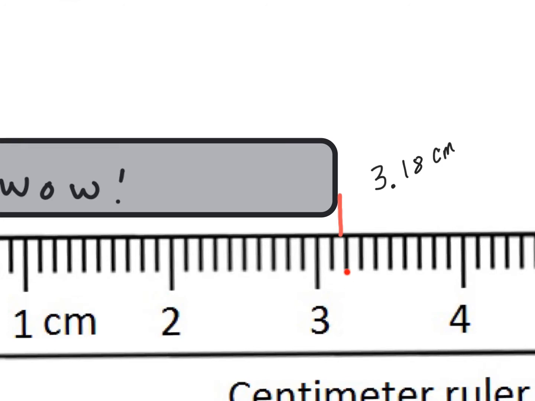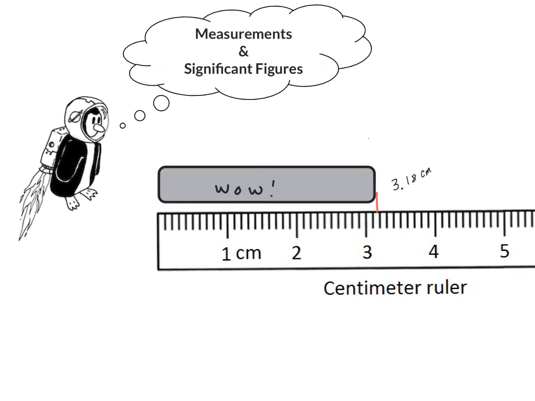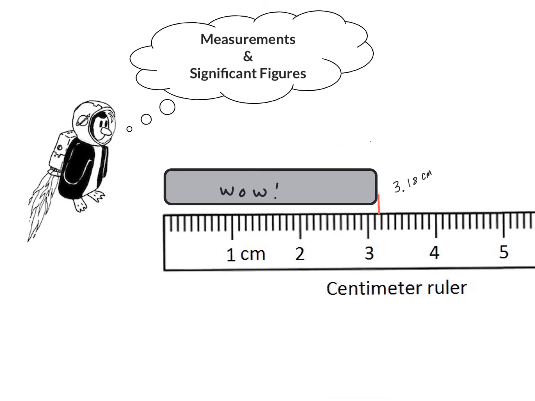We know it's not quite 3.2 centimeters, so we have to estimate where it's at. We can see visually that's not quite halfway between, so I decided 0.8 seems reasonable. For every measurement made, there is an estimate. The last digit is always considered your estimated digit. So the length of this object, L, is equal to 3.18 centimeters.